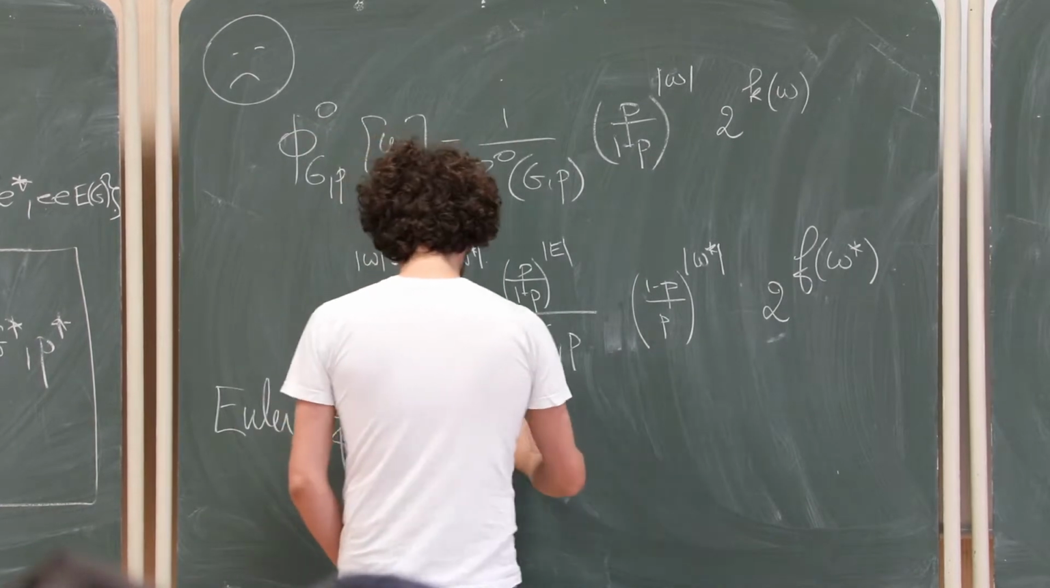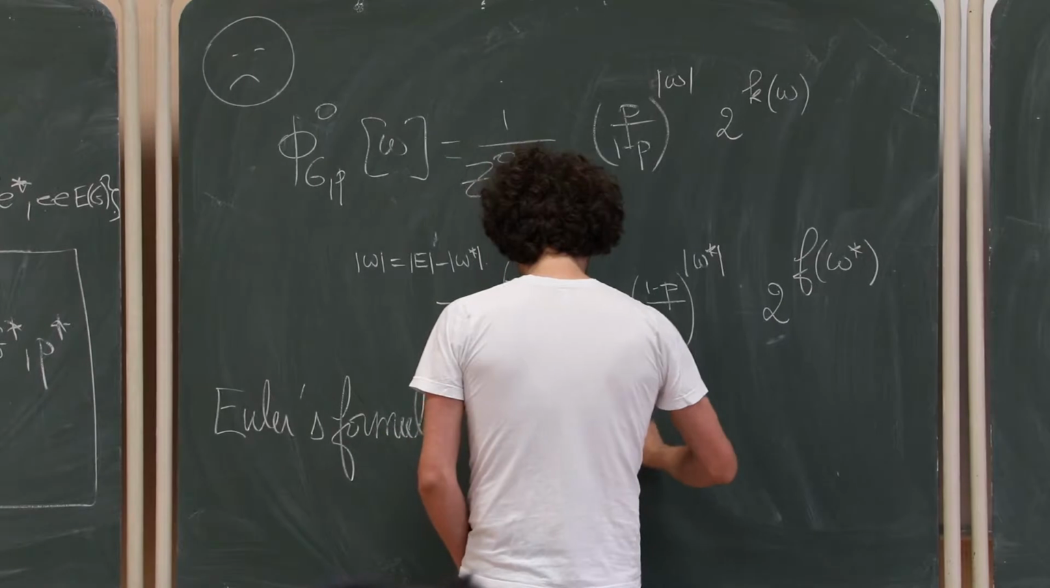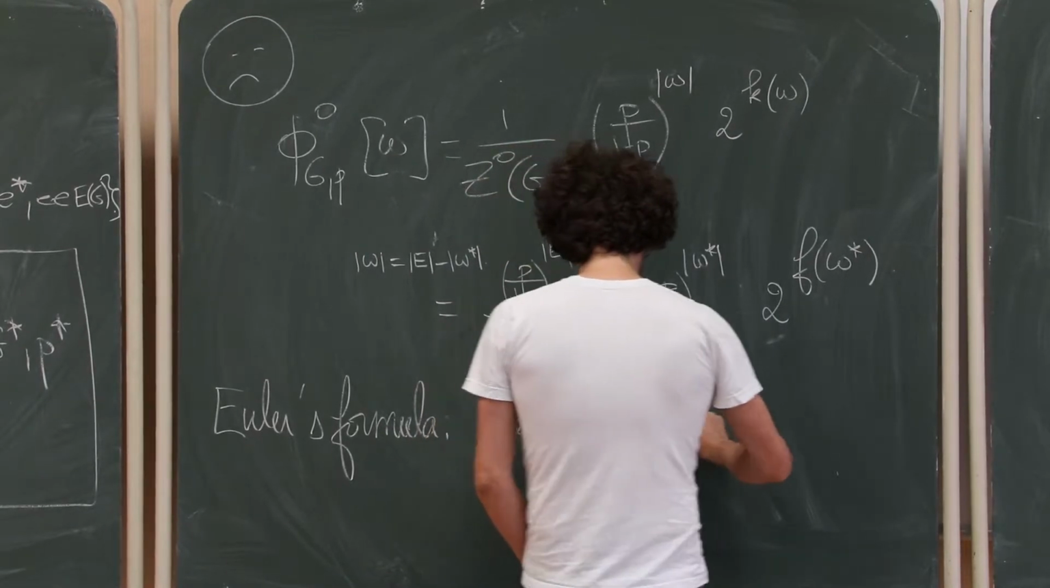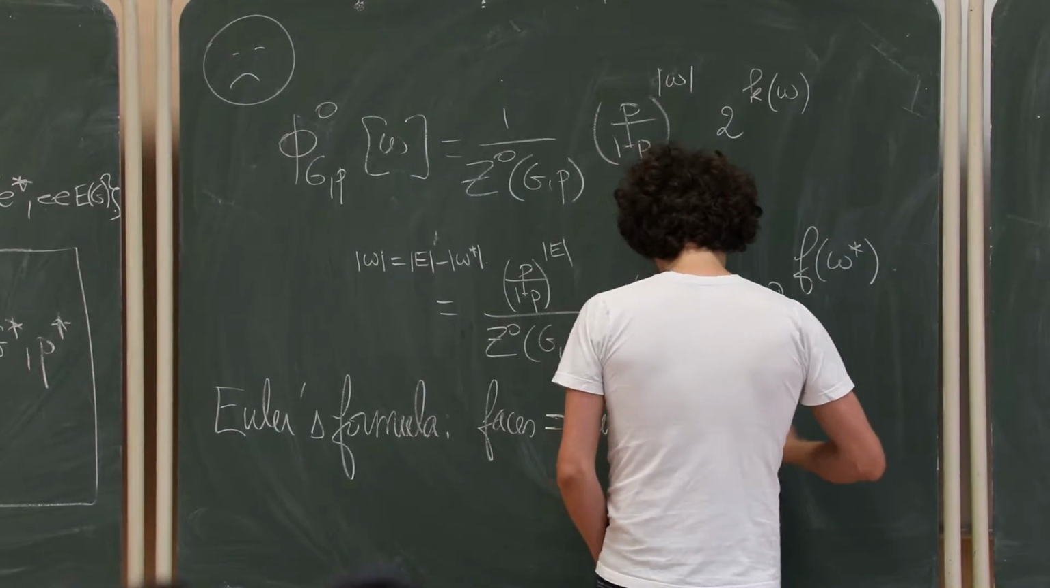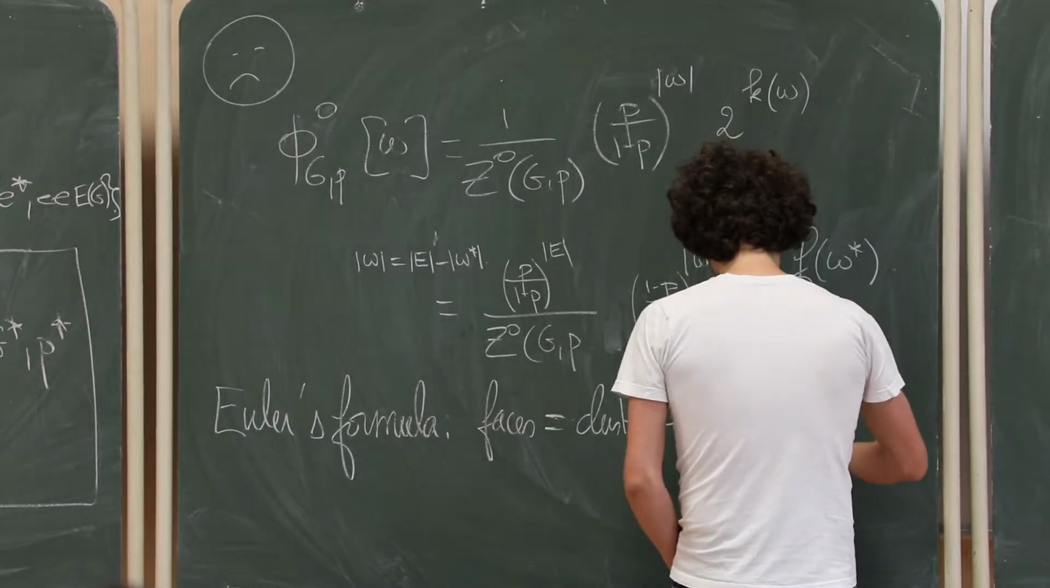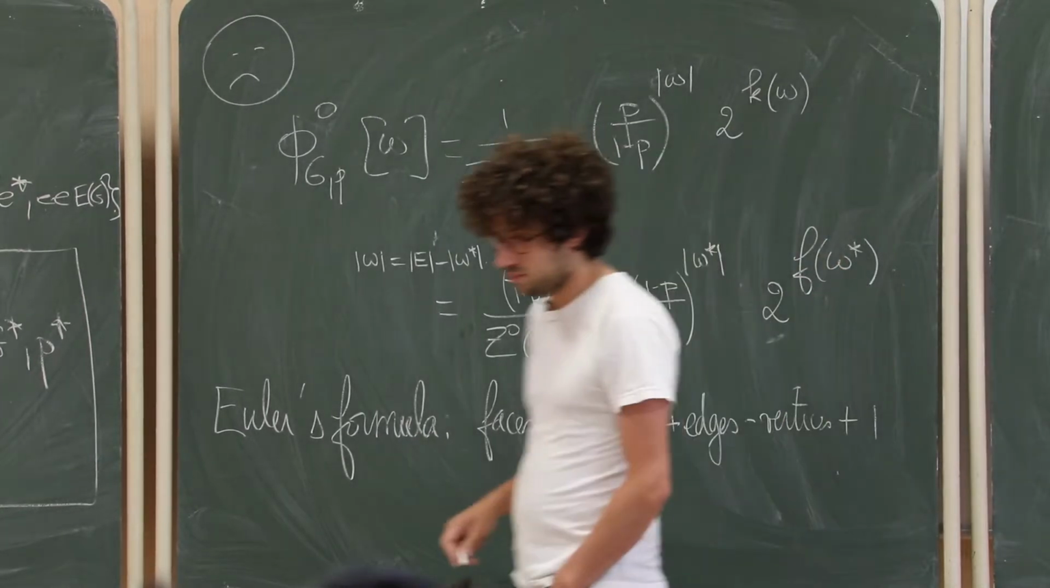It's a very simple thing to obtain. Euler's formula is saying that the number of faces is equal to the number of clusters plus the number of edges minus the number of vertices plus 1.